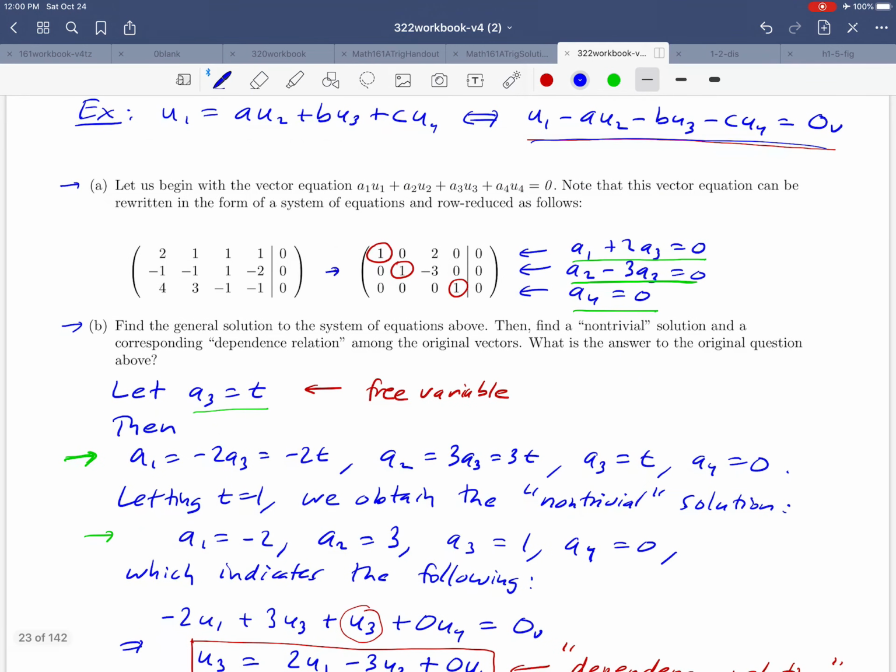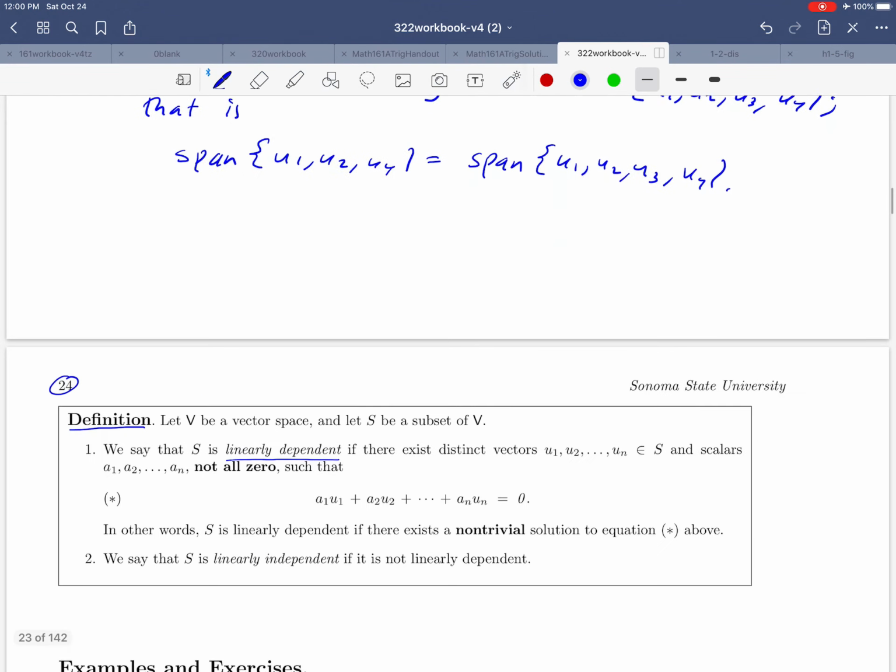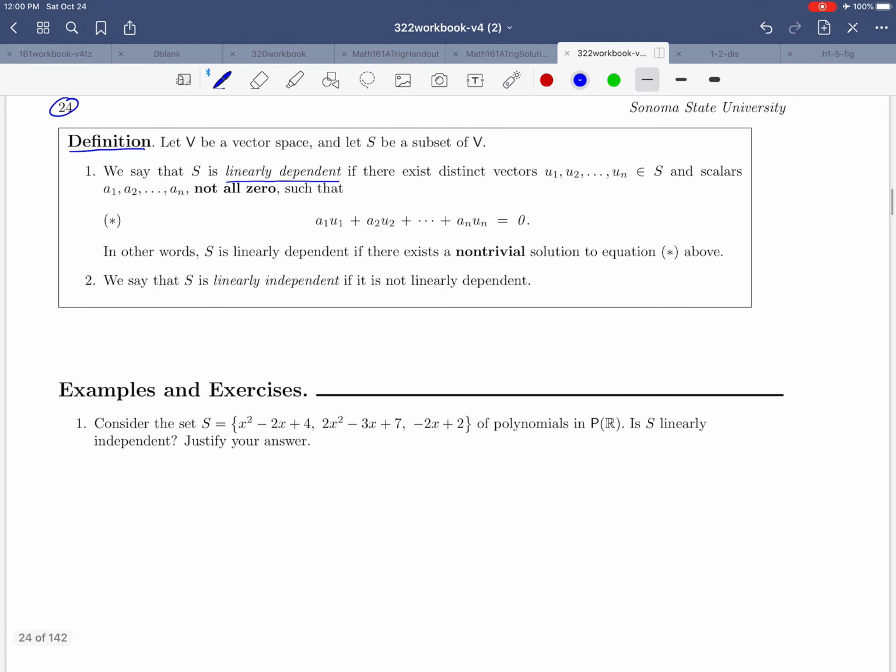And the question is, how did we arrive at that dependence relation? Well, our starting point was to take a linear combination of all four of the vectors and set it equal to the zero vector. And the key was, when we solved that system, we discovered that there are non-trivial solutions to it. That's what led us to this conclusion that there are dependencies in this set. So that kind of gives us a roadmap as to how we want to define linear dependence. So let's go back to our definition and read this together.